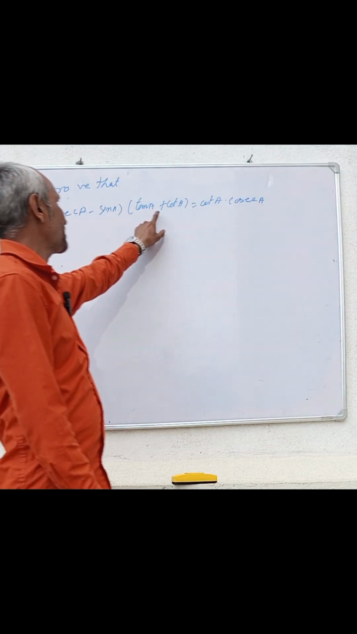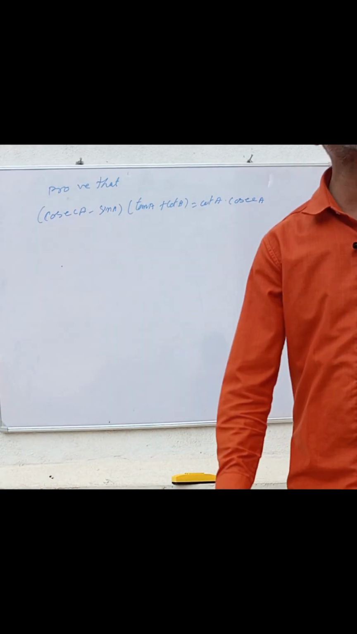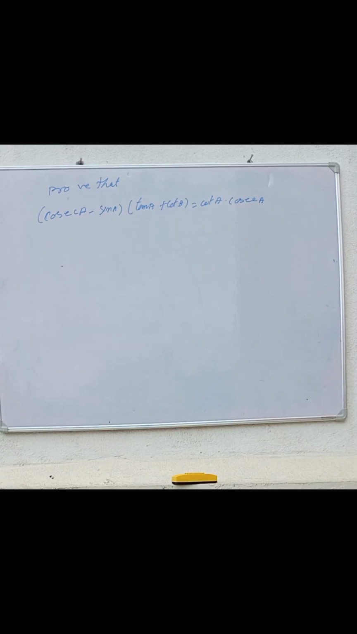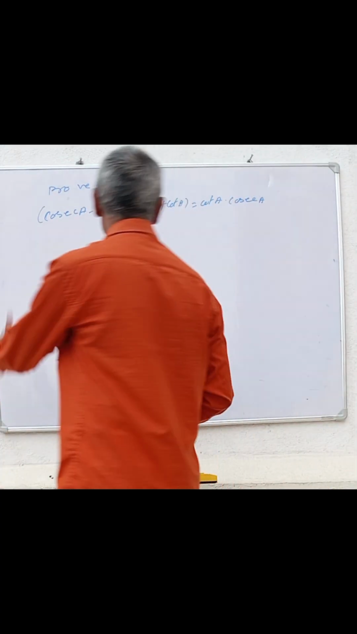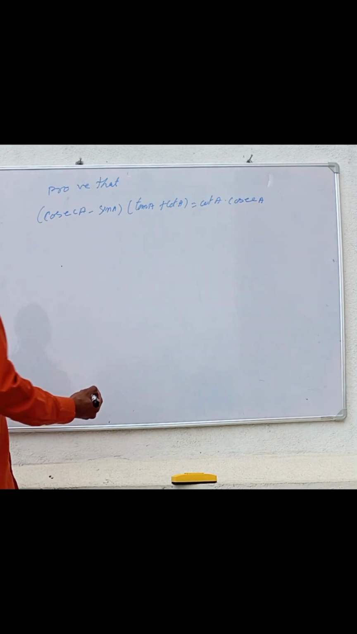Next question: cosec A minus sin A into tan A plus cot A is equal to cot A into cosec A. This question is from introduction to trigonometry. Let's prove whether it is equal or not, taking the LHS and RHS both sides.